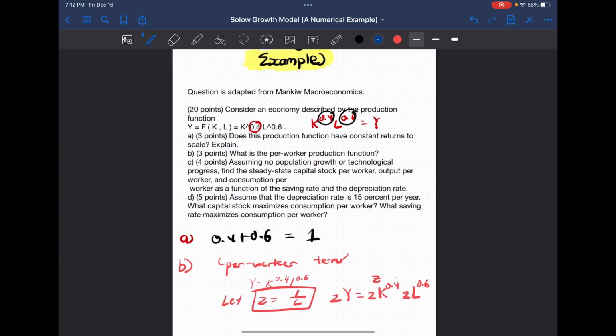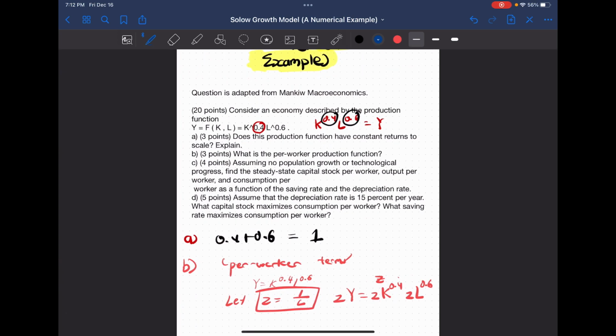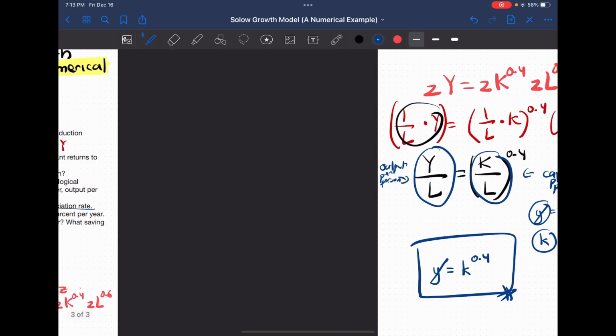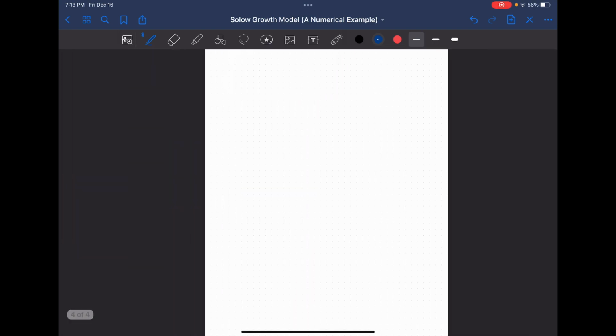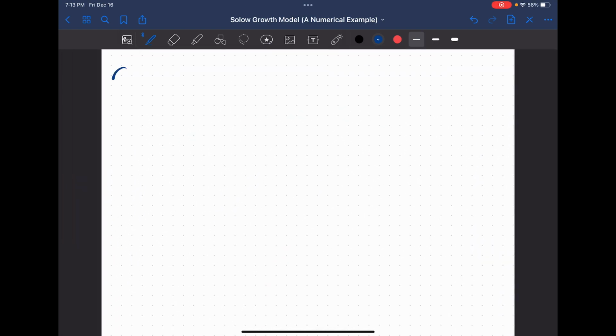Question C says, assuming no population growth or technological progress, find the steady state capital stock per worker, output per worker, and consumption per worker as a function, don't forget this, as a function of the saving rate and the depreciation rate. This might seem a little daunting at first. It seems scary, but now let's solve it step by step. So first, it asks for the steady state values.